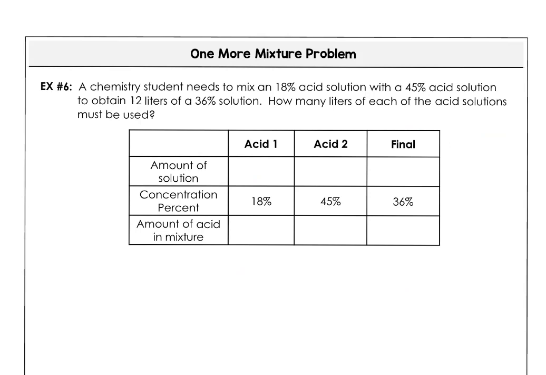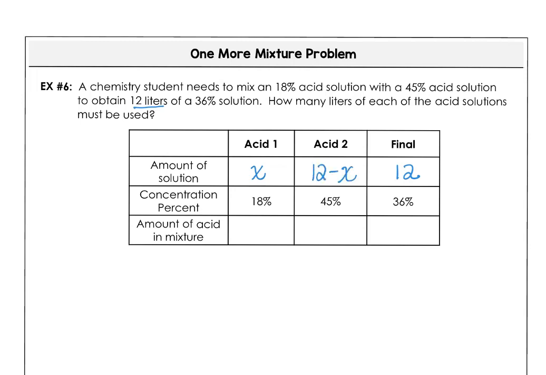Here's one more mixture problem. A chemistry student needs to mix an 18% solution with a 45% acid solution in order to end up with 12 liters of a 36% solution. How many liters of each acid solution must be used? So we're going to call X the amount of the solution for acid 1, and we want to end up with 12 liters at the end. So if we end up with 12 liters at the end, this has to be 12 minus X for acid 2.